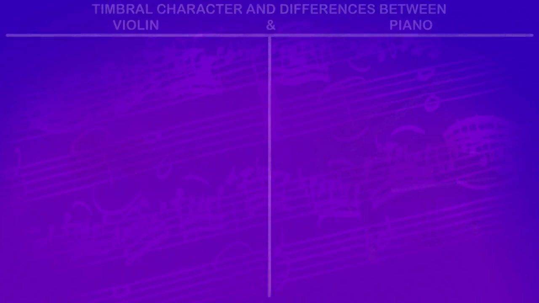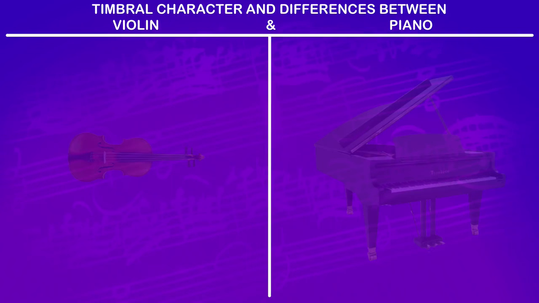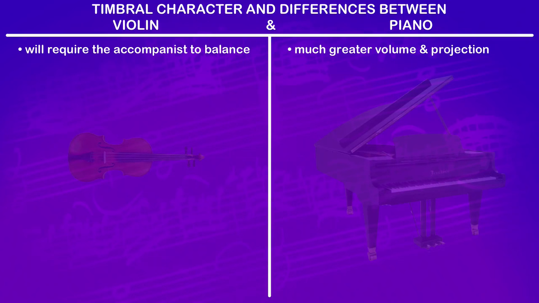The first and most obvious scoring concern for this genre is the timbral character of each instrument. As I mentioned before, the piano has become ever greater in strength and projection, while the violin is essentially the same instrument it was a few centuries ago. Whatever your internal impression or DAW mock-up may sound like, the pianist will have to balance their playing to support rather than overwhelm the violinist.